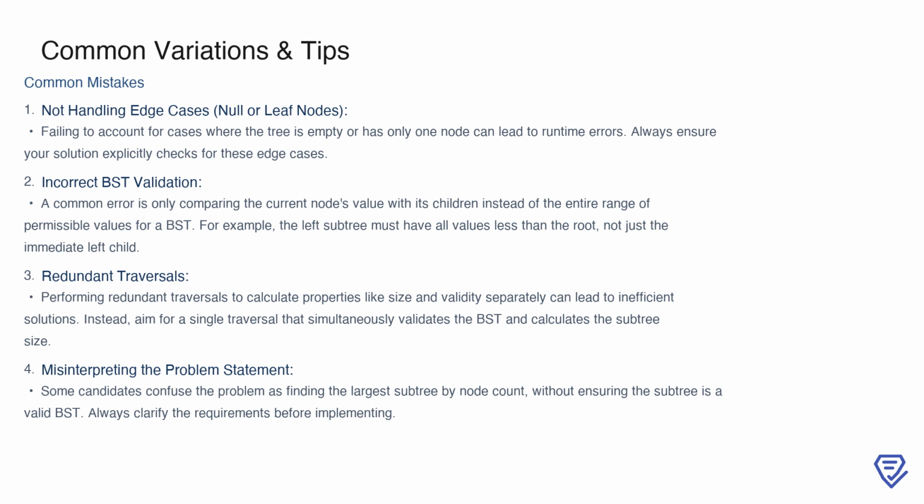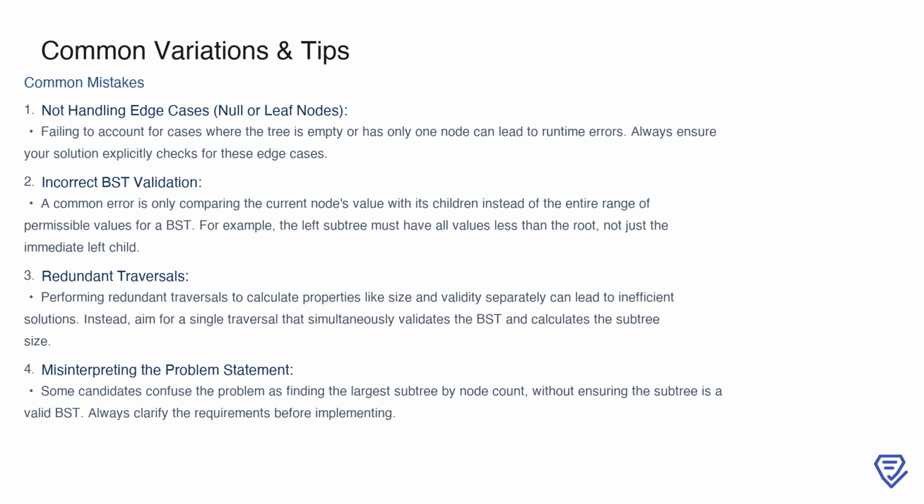When solving the largest BST subtree problem, there are several common mistakes to watch out for. First, not handling edge cases properly can lead to runtime errors. For example, if the tree is empty or consists of just one node, your solution must account for these situations explicitly. Next, incorrect BST validation is another frequent issue. Many people mistakenly check only the immediate children of a node, but to validate a BST, you need to ensure that all nodes in the left subtree are less than the root, and all nodes in the right subtree are greater than the root.